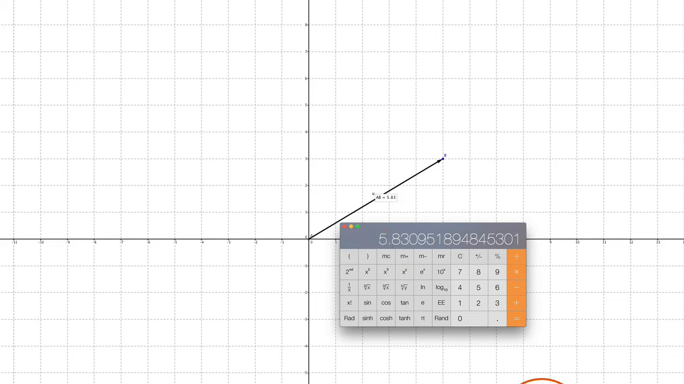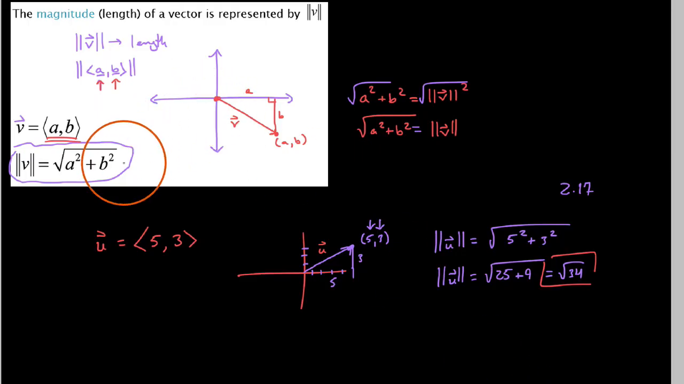So that is how you find the length of a vector in component form. It is the square root of the sum of the squares of its components.